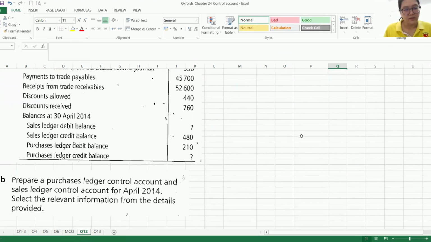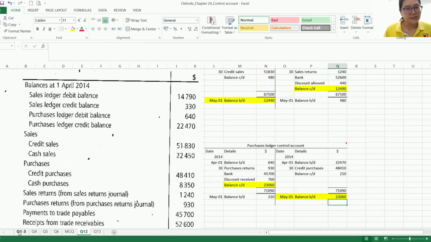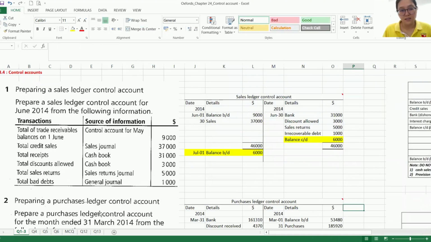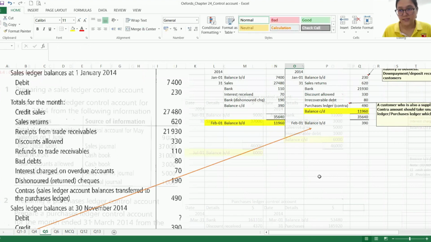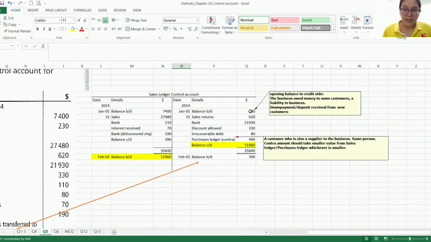So basically, we have gone through the control accounts. Most of the time, these two accounts are what they ask you to prepare. Other than that, it's just a little bit of theory questions. For example, just now I put in a remark for you on why there is an opening balance on the different side, and why there is a contra entry. So all this can happen. The theory questions ask about it. Okay, so for my recording for today, I'm ending here.